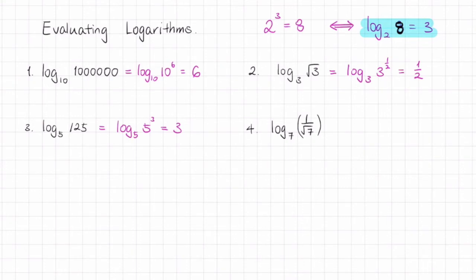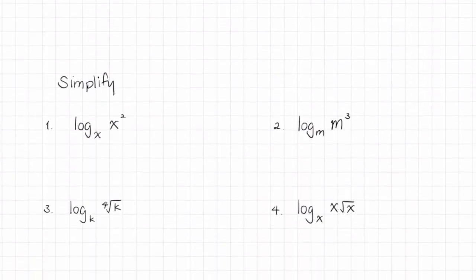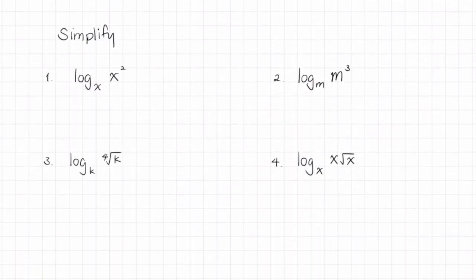All right, so next one, log base 7 of 1 over square root of 7. So I'm going to change this to log base 7 of, okay, that's 7 to the negative 1/2 power. All right, so that would be negative 1/2.